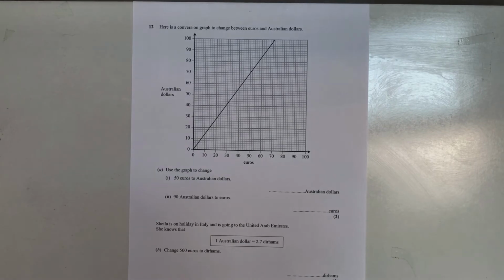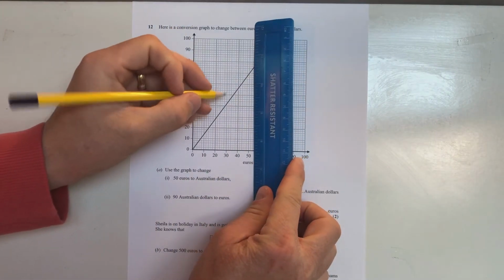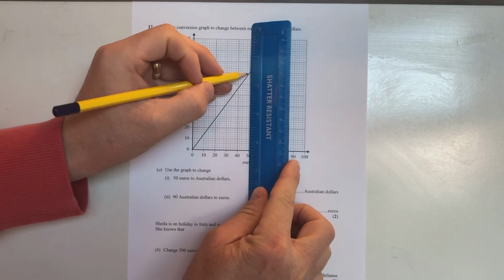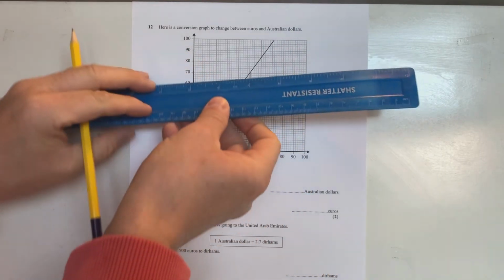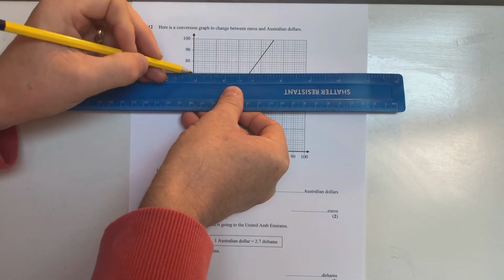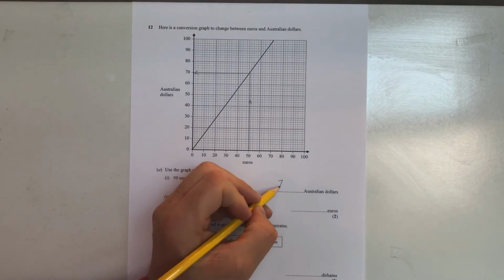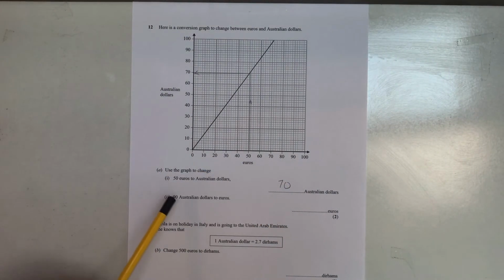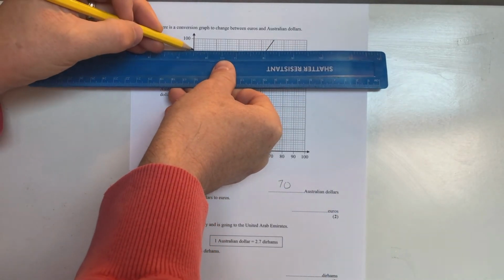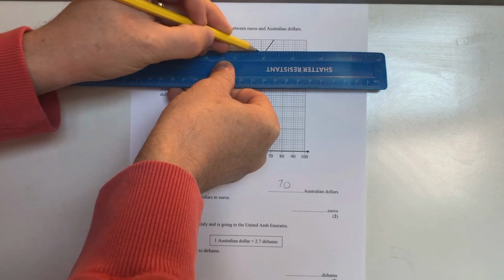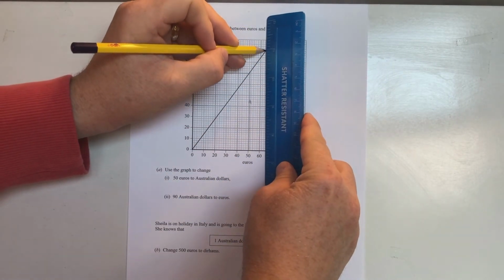So in the first case, we got a conversion graph. So €50, go to €50, draw a line up, draw a line across, and we can see that that comes to $70. $90, so going the other way, we go to 90 on the dollars, go across and go down.